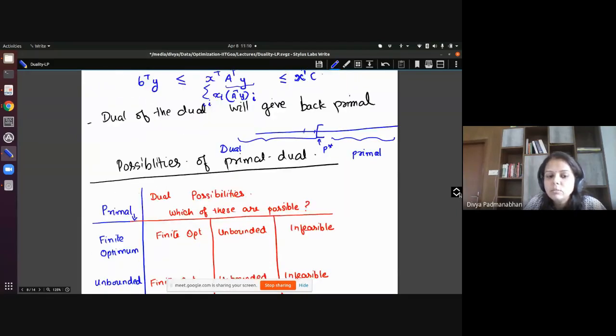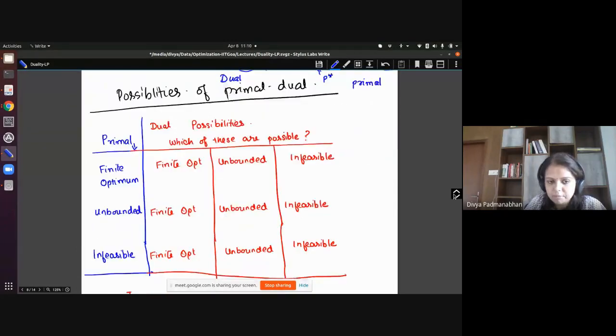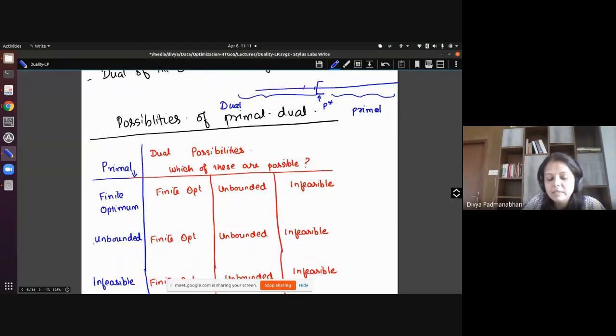Okay, so now based on this, there are different possibilities. The primal can have a finite optimum. By that, we mean that it is feasible and there is an optimum which is not negative infinity. Another possibility is that the primal can be feasible, but unbounded. So there's a feasible point, but the optimum is minus infinity. And the other case is when the primal is not even feasible, so that's infeasible.